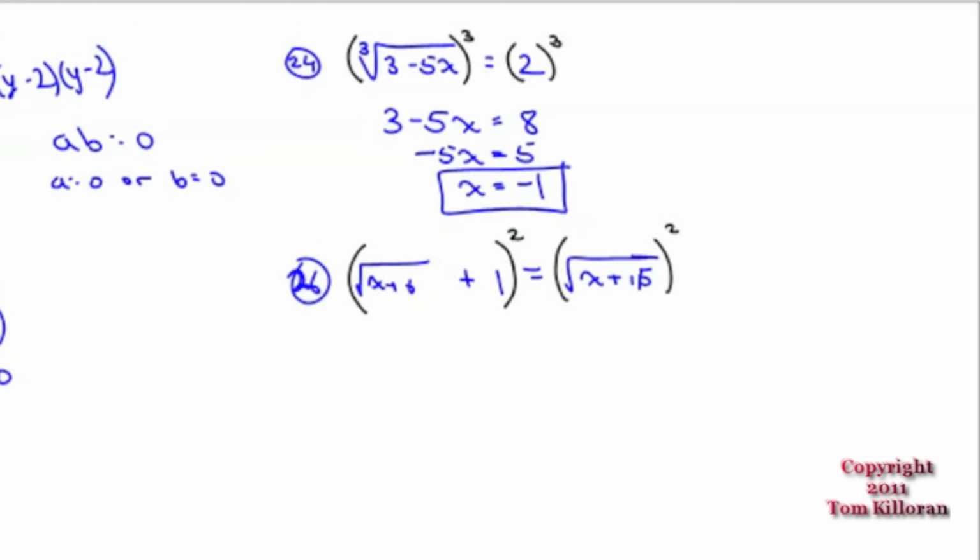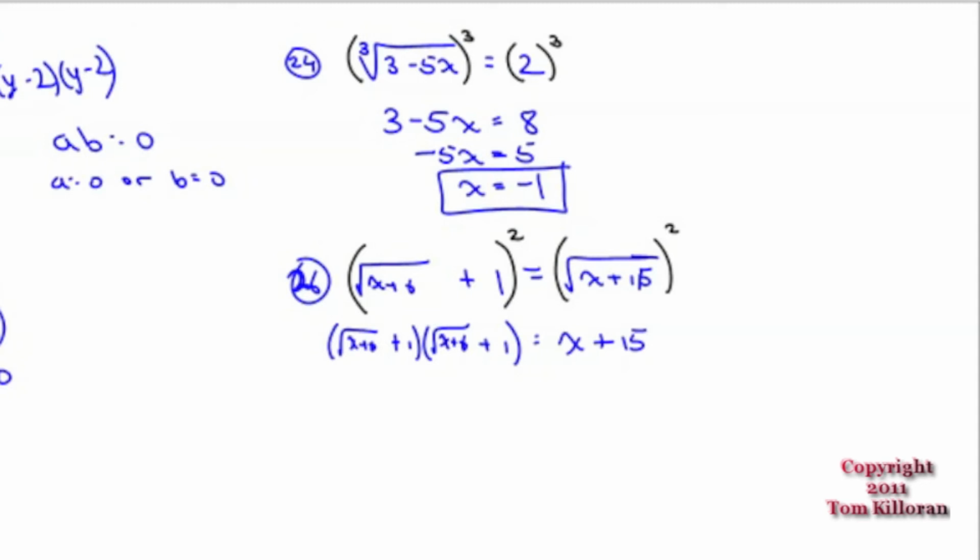All right. Do I have to write this one out? Probably. So let me expand it out. This is a binomial. So I have to write it twice. So it's the square root of x plus 6 plus 1 times the square root of x plus 6 plus 1 is equal to, what happens on the other side? Get rid of the radical. The radical will go away with the square, and you get x plus 15.